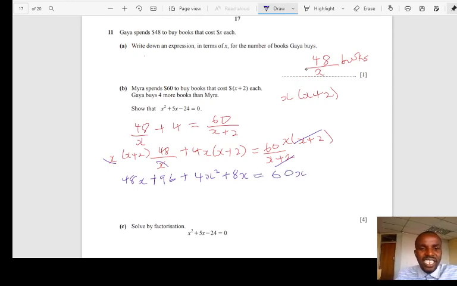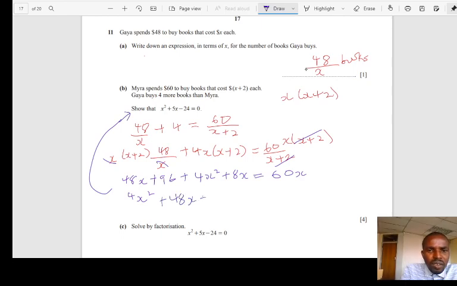Then after that, you collect terms with x and simplify. First, let me write 4x squared, because you have to express it in this form. 4x squared, then plus 48x plus 8x minus 60x.